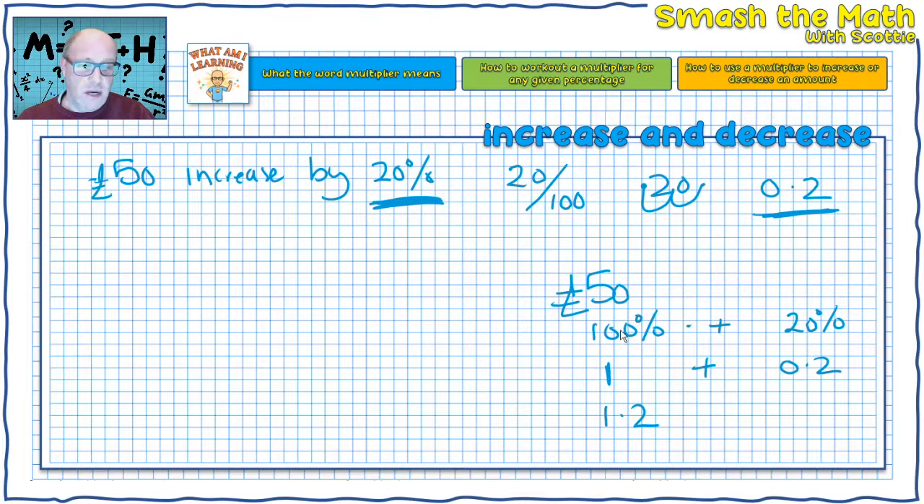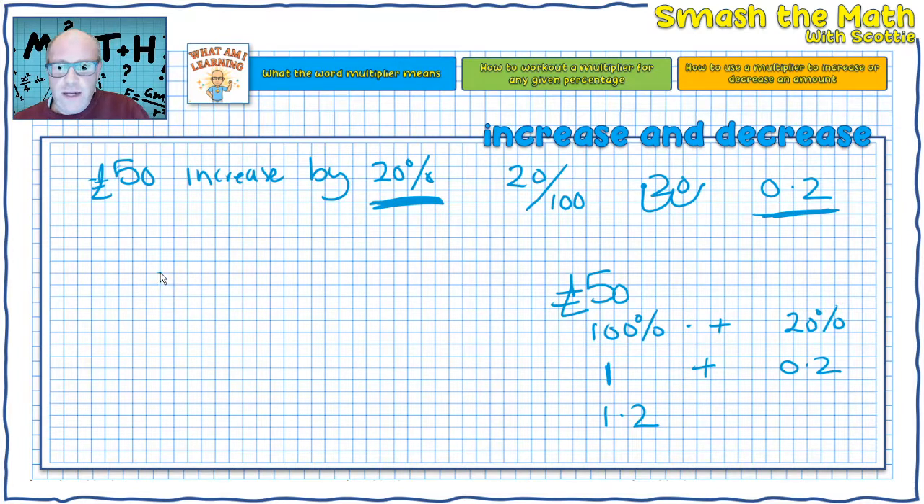£50 is 100%, it's the whole thing. And we want to add, increase, meaning add, another 20%. So my multipliers, 100% as a multiplier is 1, and 20% as a multiplier is 0.2, and I'm adding that onto that. So it becomes 1.2.